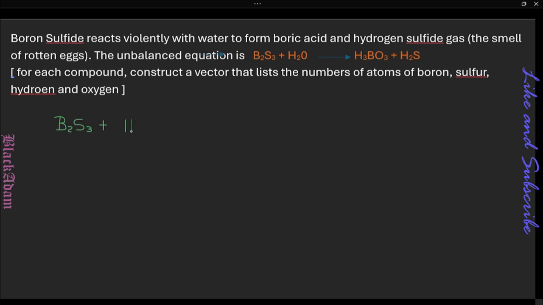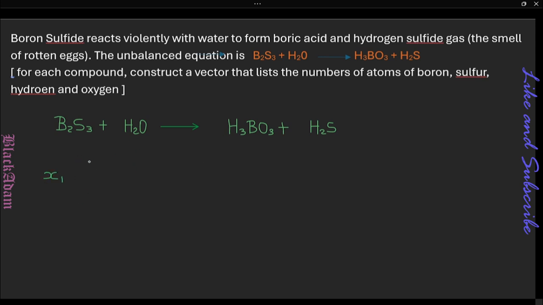And then we have in our problem barium sulfide plus water to give us boric acid. So the boric acid and hydrogen sulfide, and then we're going to find the unknown variables.